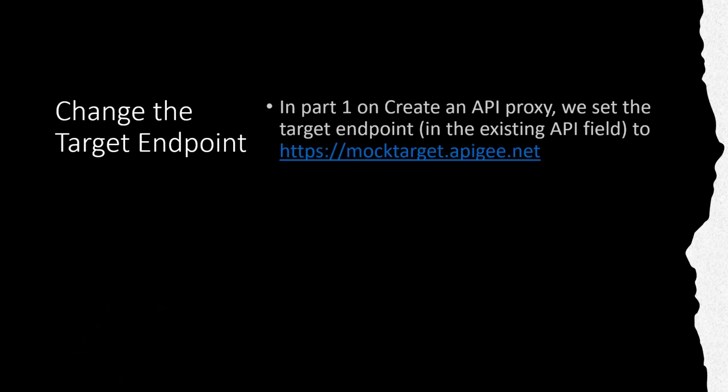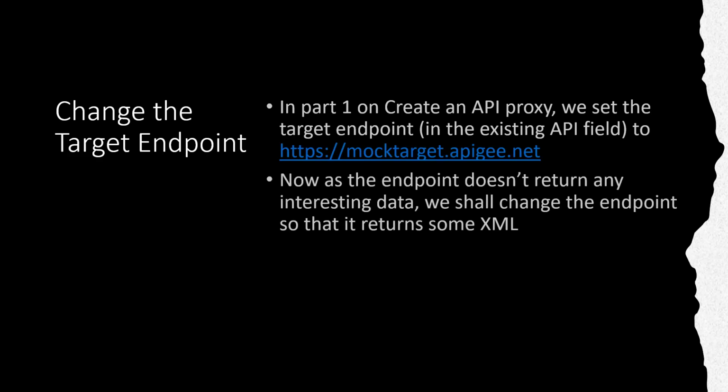In part 1 on create an API proxy, we set the target endpoint in the existing API field to https://mocktarget.apg.net. This is just a recall. Now, as the endpoint doesn't return any interesting data, we shall change that endpoint so that it returns some XML. So how do we do that?